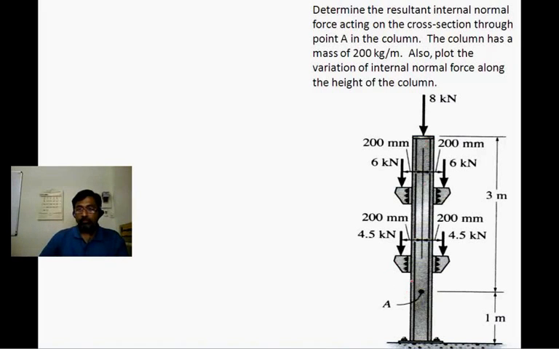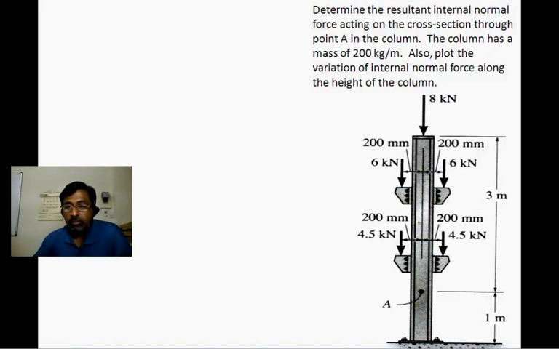So this is a column where there are various forces acting at different levels. There is an 8 kilonewton force acting at this point. There are two 6 kilonewton forces acting at the brackets situated here. Similarly, 4.5 kilonewton forces are acting on the brackets around here.